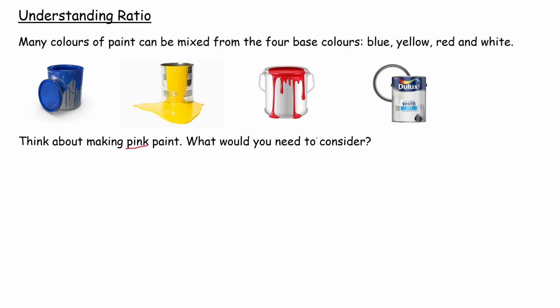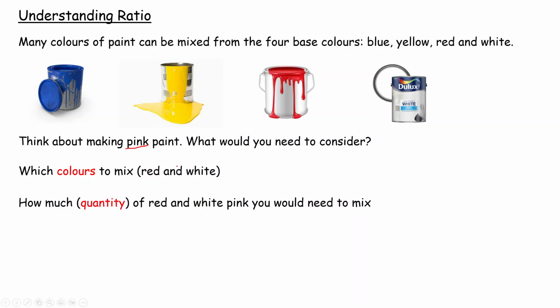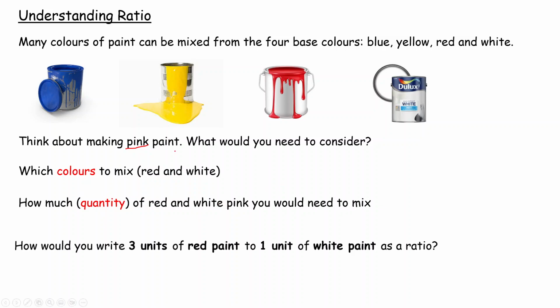Now, let's think about making pink paint. What would you need to consider? There's a couple of things you would need to consider when you're making pink paint. The first one would be which colours you need to mix. To make pink paint, you've got to be mixing red and white. But then importantly, the quantity means how much red and white you would need to mix. So these are 2 things you need to consider when you're making pink paints.